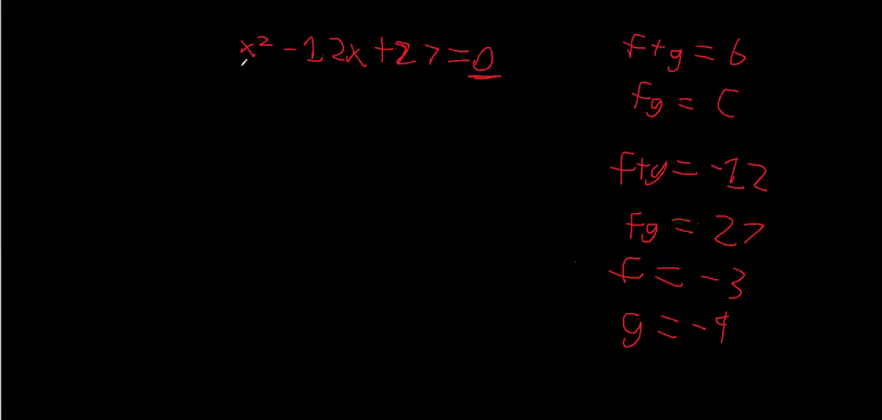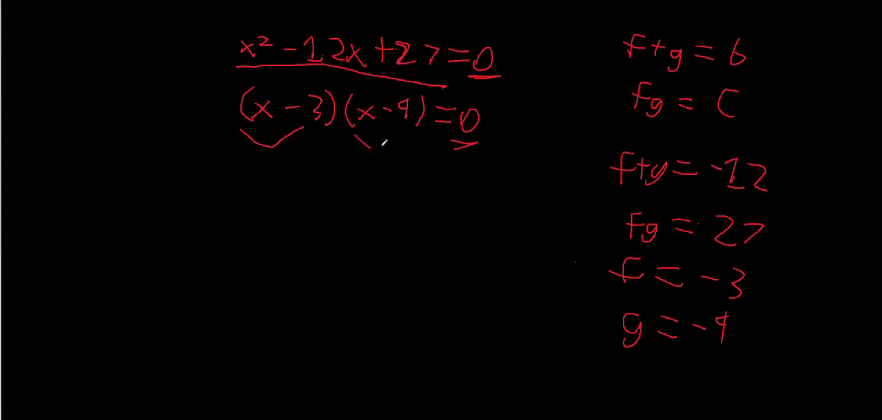Okay, now that we have those values, we can pretty much replace this entire beginning of the equation with x minus 3 times x minus 9 equals 0. So in order for this multiplication to be 0, either one of these or both of these has to be 0. So for this equation to work out, we have to solve for both of them individually.